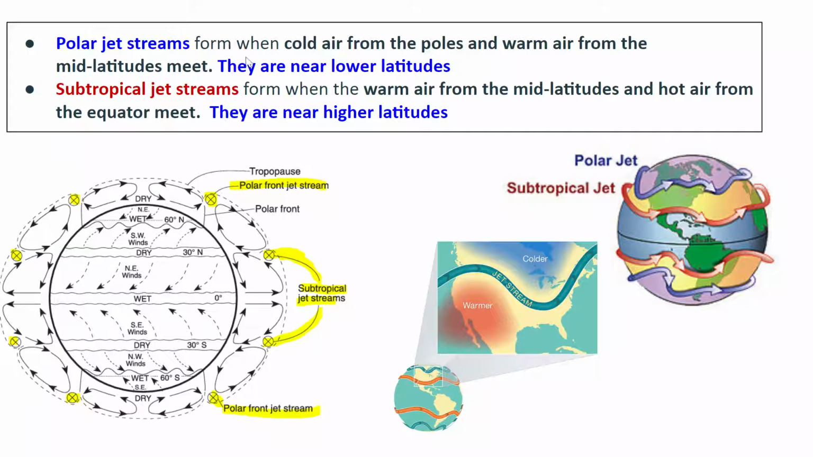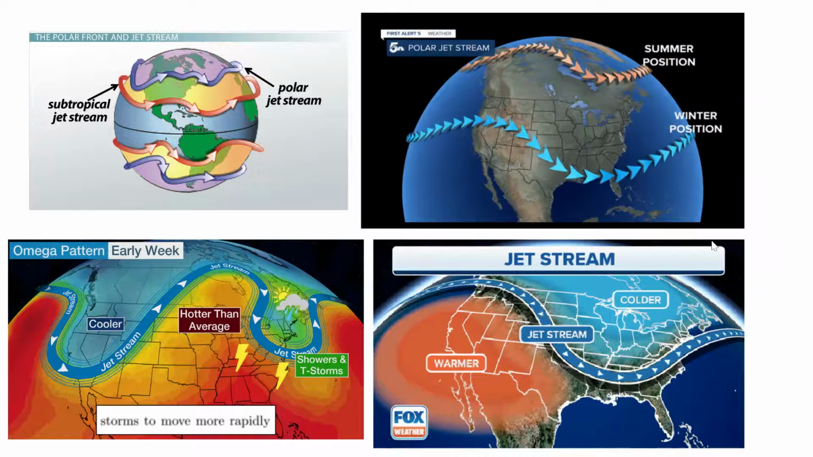and how they interact with the world. So remember, we have two types of main jet streams, polar and subtropical. Polar jet streams form when cold air meets the warmer air from the mid latitudes, and subtropical jet streams form when warmer air in the mid latitudes meets the hot air almost near the equator. Then what happens is, when my ITCZ line is shifting north and south based on the seasons, my jet streams are also moving north and south.